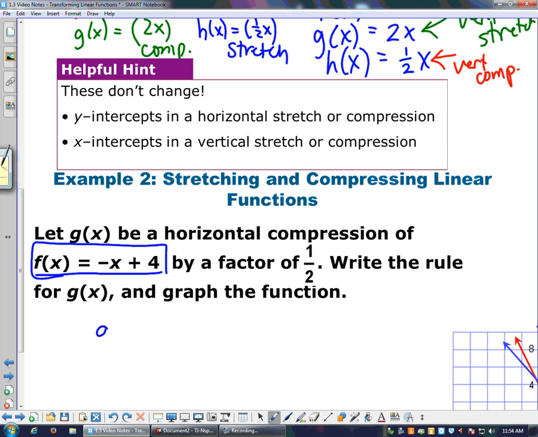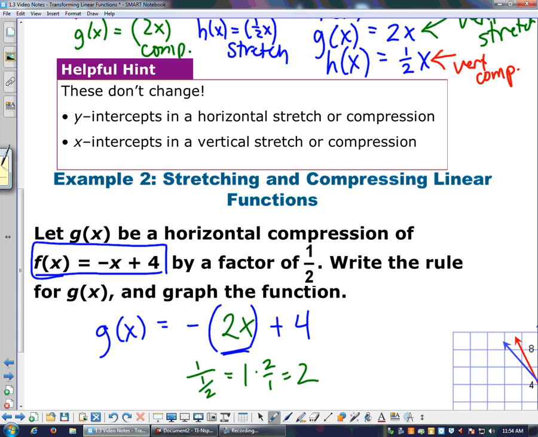So we take our function, we're going to call this g of x, and we're going to take our original function, but instead of just putting x here, we want a horizontal compression of 1/2. If I just put in 1/2 x right here, that's going to give me a horizontal stretch, so I don't want that. Instead, I want to put in the reciprocal of 1/2, so 1 over 1/2, as you know, that's the same as 1 times 2 over 1, which is 2. So I really want the opposite of 2x in parentheses plus 4. So my function could be written as g of x equaling negative 2x plus 4. That should be our function.